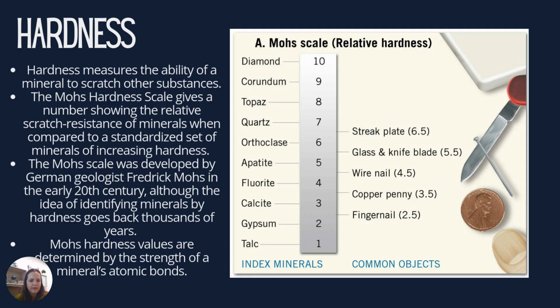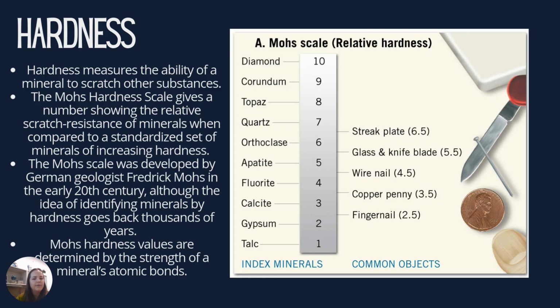We have a fingernail that we can use, which is 2.5, a natural fingernail, not like an acrylic nail or gel nail or anything like that. So a natural fingernail is 2.5 on the hardness scale. A copper penny is 3.5. A wire nail is 4.5. A glass plate and a knife blade are 5.5, and the streak plate is 6.5.